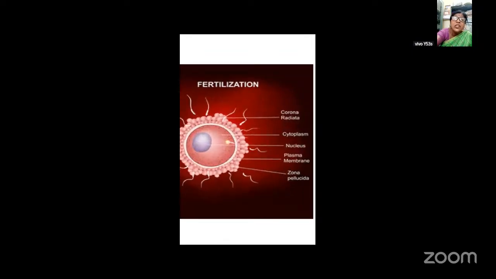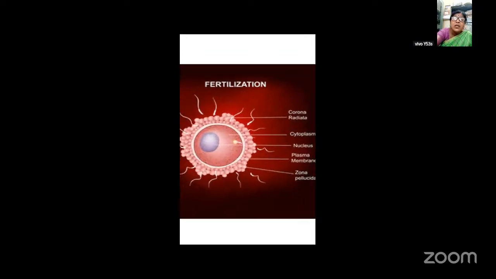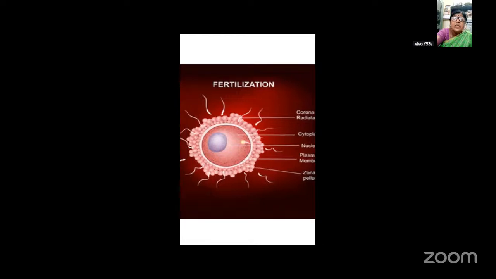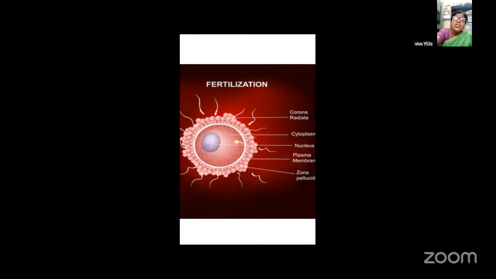Observe here, the fertilization. These are the sperms which are roaming near the egg. This is the ova, and these are all the sperms. These are the different layers of the ova, where you have the corona radiata. This is the nucleus, this is the cytoplasm, this is the plasma membrane, and this is the zona pellucida. So the ova is bounded by all these layers.